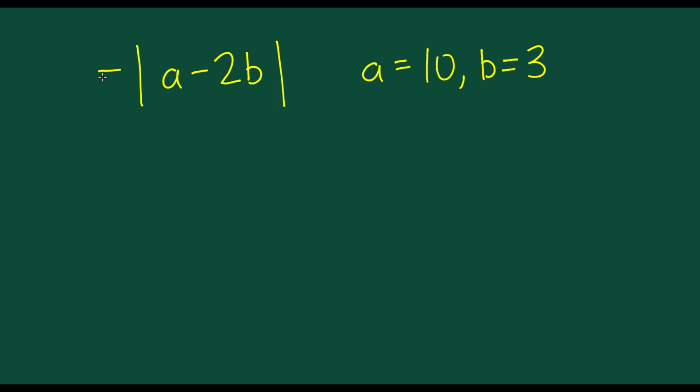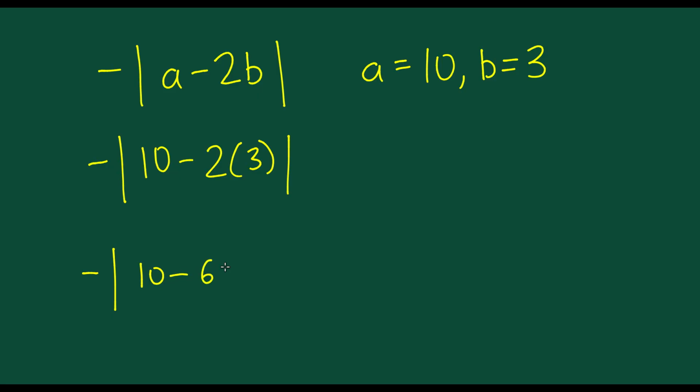So this time, remember, note the negative is on the outside. So that'll come into play in a bit here. So negative absolute value of 10 minus 2 times 3. That's going to be the negative absolute value of 10 minus 6, which equals negative absolute value of 4.